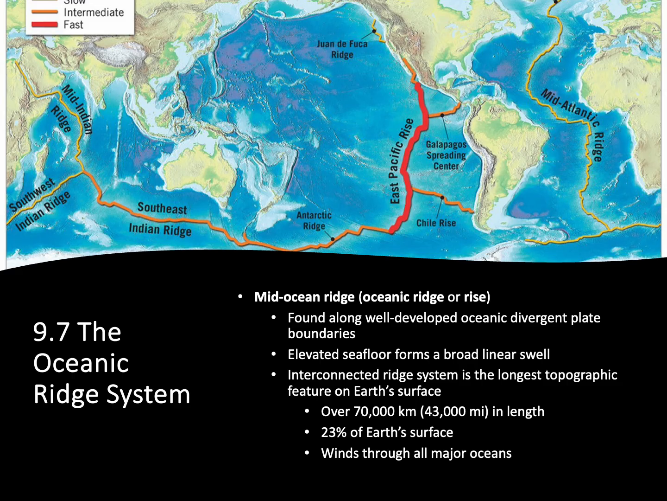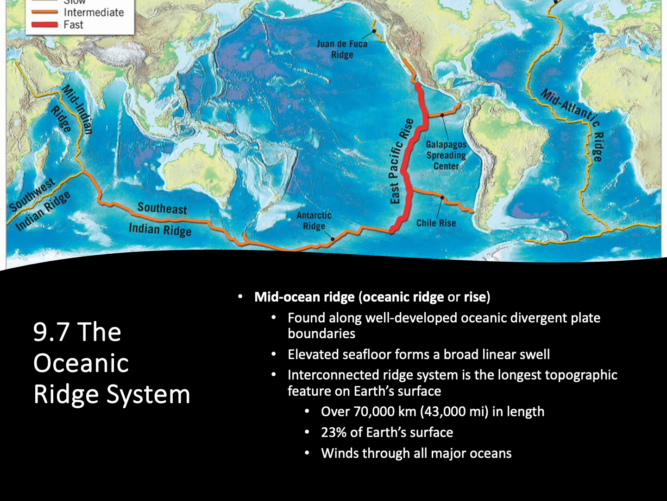Our mid-ocean ridges are found along those divergent boundaries inside of our ocean, where we have two plates that are separating, and we're creating new, really hot crust between them as they separate. And because this crust is new, it's really hot, it expands. So it causes the spreading center of these divergent boundaries to elevate above the seafloor.